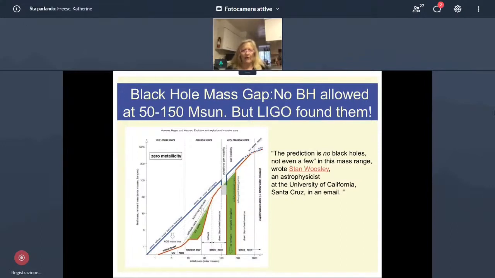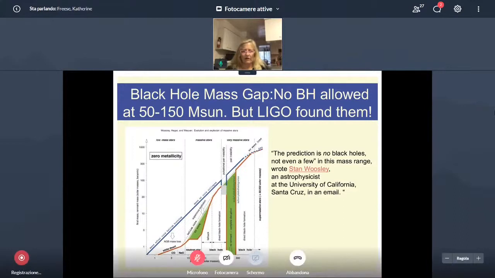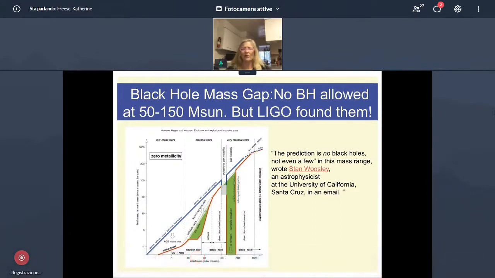I want to point out how unexpected this is. According to the work of Weaver, Woosley, and Hager, these are the masses of the stellar progenitors. And in this green region, there should be no black hole remnants, because such stars would explode by pair-instability supernovae and leave no remnants. So you should not see anything in the 50 to 150 solar mass range. To quote Stan Woosley, the prediction is no black holes, not even a few in this mass range.